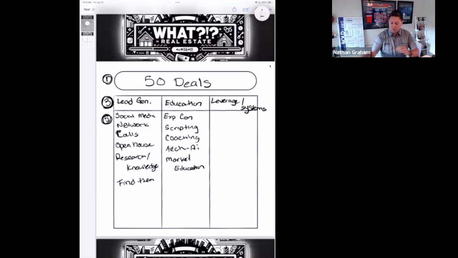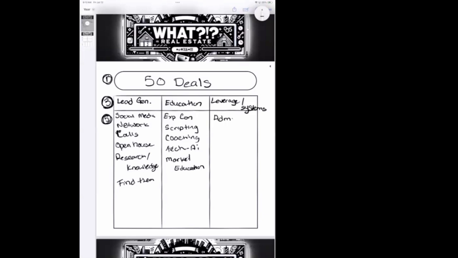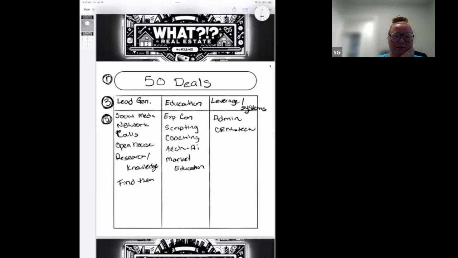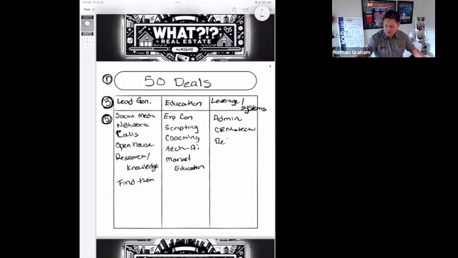Start off with the easy one. What should your first hire be? A CRM? First hire. Admin. I like that CRM, by the way. Okay, so on a leverage part, you might hire an admin. If you're newer, you might pick your CRM or your technology, your websites. What other form of leverage might you have when you're doing 50 deals a year? Referrals. You might get your referral system in place.